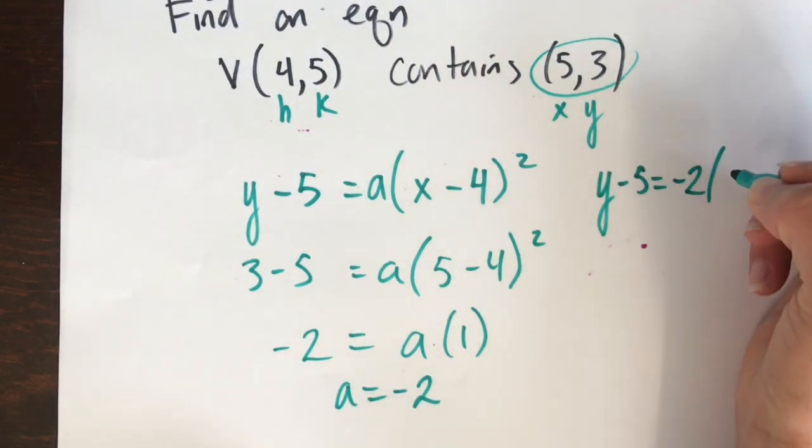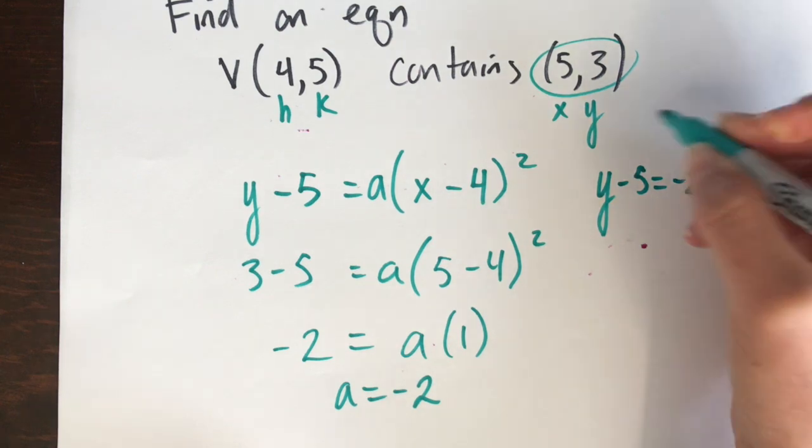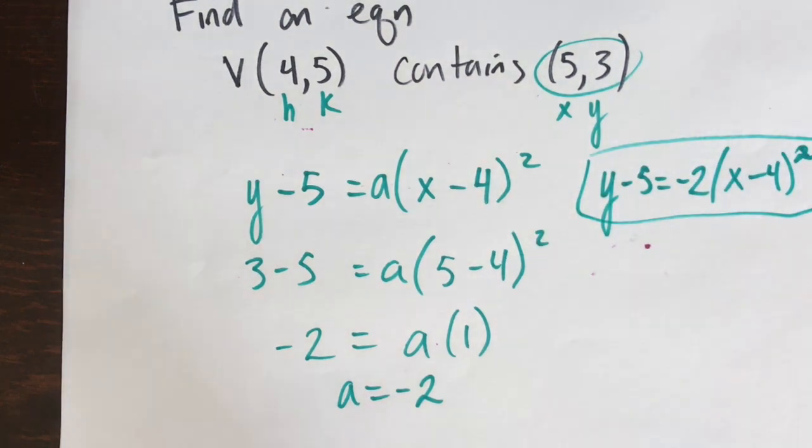So the standard form for this parabola is just y minus 5 is equal to -2 times x minus 4 squared.